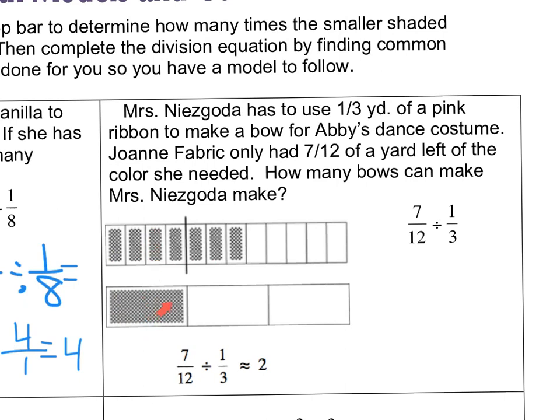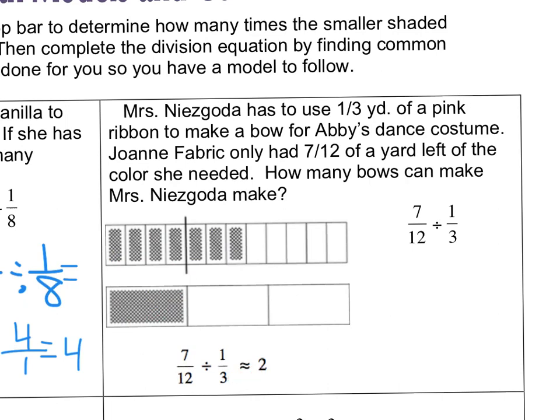But then I see these 3 pieces here. Can I make another full bow? The answer would be no, because I would need that 1 extra piece. I have 3 out of the 4 I need. This is why, remember, that little squiggly line means I can make almost 2 bows, but not quite.